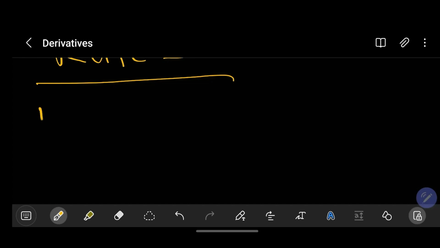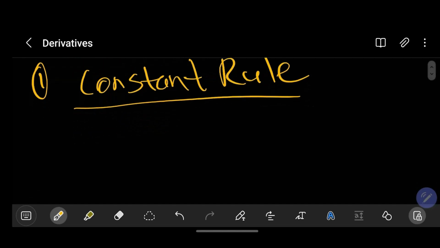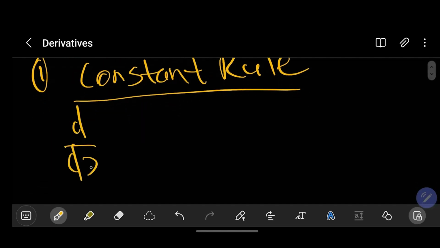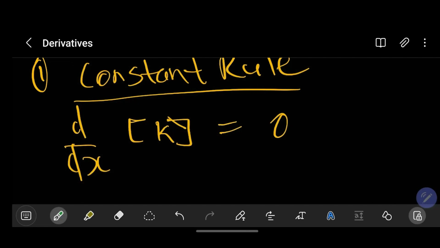So our first rule is the constant rule. This basically says that d/dx of any constant k is equal to 0. Quite simple, right? d/dx of any constant k is equal to 0.